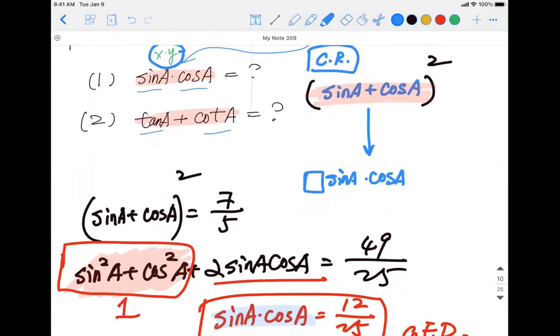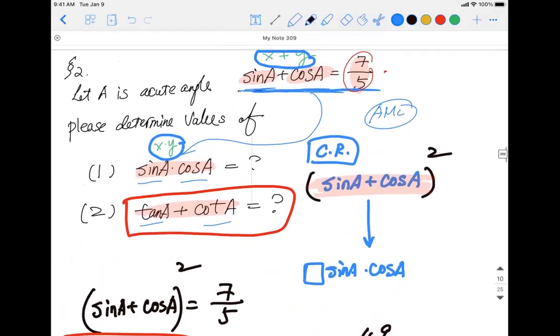All good? If all good, let's go to our second problem. Tangent A plus cotangent A. Who can tell me how I can do this? With sine A plus cosine A equals 7/5, how can I get tangent A plus cotangent A? Who can think about it? Give me maybe 30 seconds to think about it.